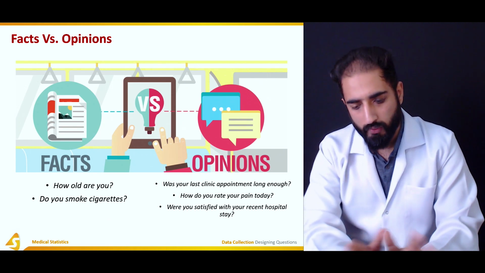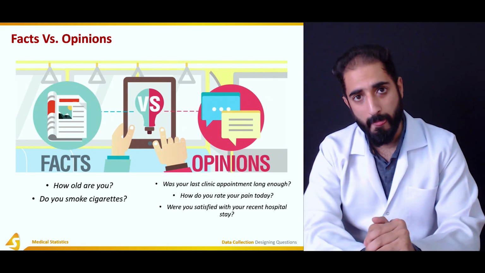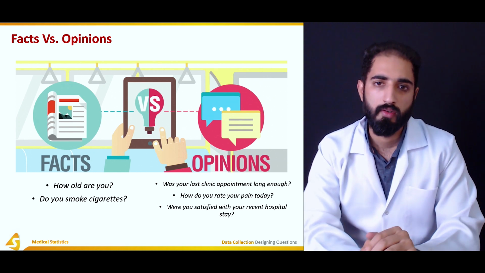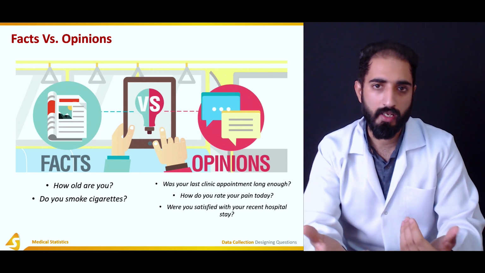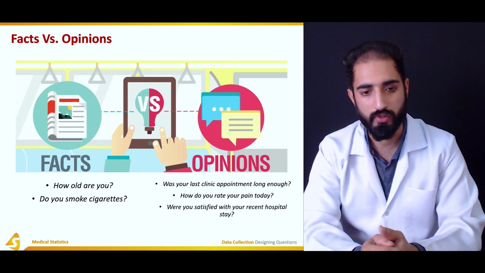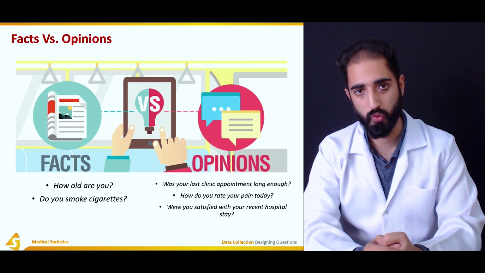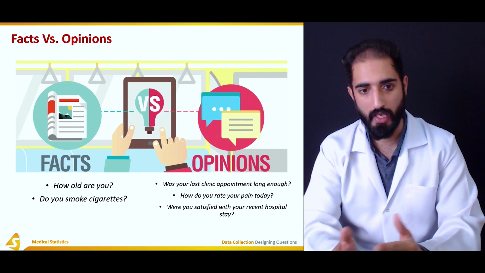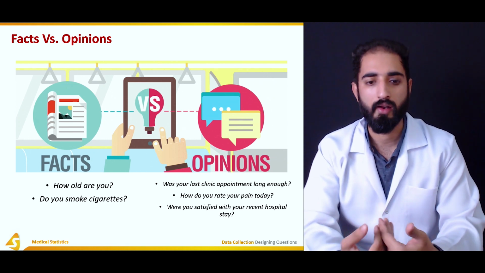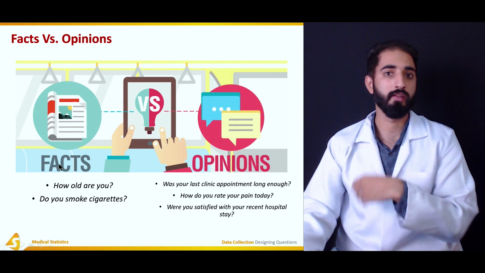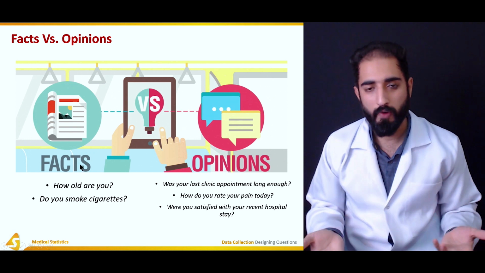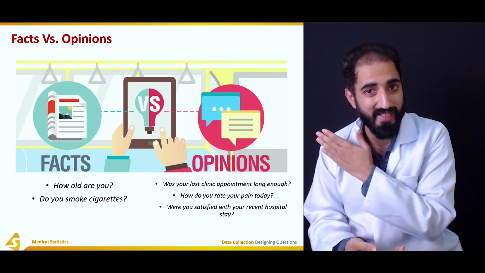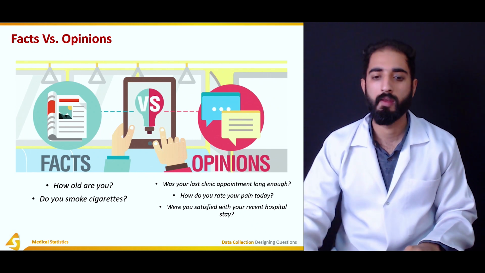So we just looked at the facts and opinions. Now, what are actually the examples? Let's take a look at the different examples for facts and opinion questions. How old are you? Now, this is a question which is focusing on a fact. Similarly, do you smoke cigarettes? Yes or no? So it is again a fact. How old are you? It's going to be an age, and that age would be the same for everyone. For example, every 21-year-old would say, I am 21. It's not going to change from person to person.